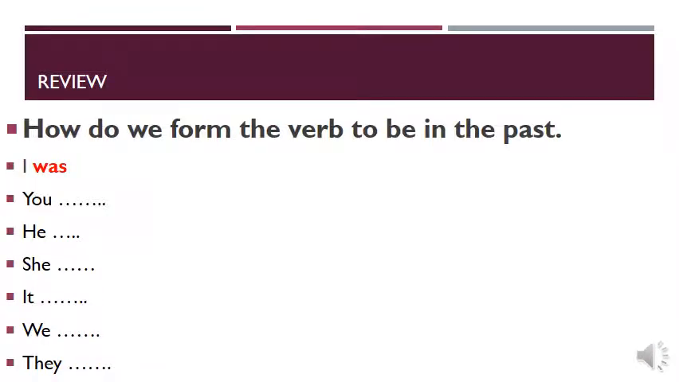How do we form the verb to be in the past? Do you remember? We use was with I, he, she, it, and we use were with you, we and they.